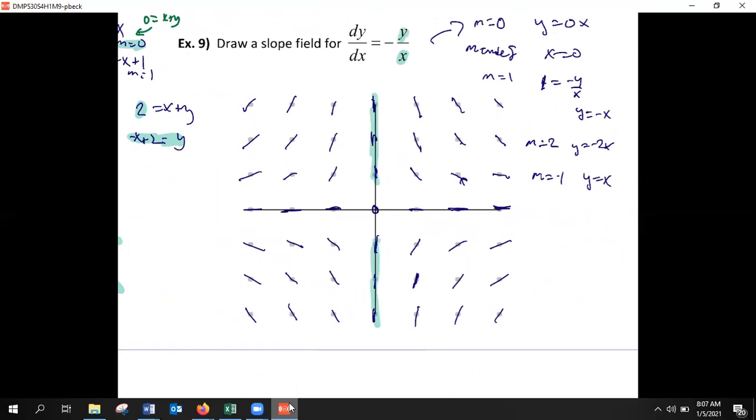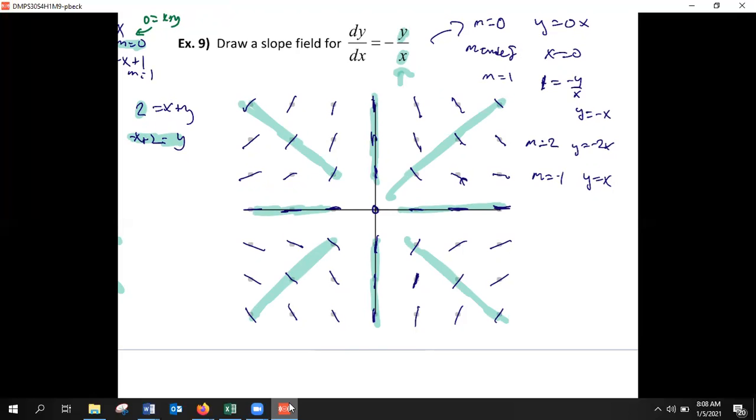Whenever y is 0, I'm going to have slopes of 0. Whenever x and y are the same, I'm always going to have a slope of negative 1, which is what's going along here. Whenever x and y have the same value but are opposite signs, I'm going to have a slope of 1. This is what's going along here. And then to find all the other points, I did it by plugging in x and y values.